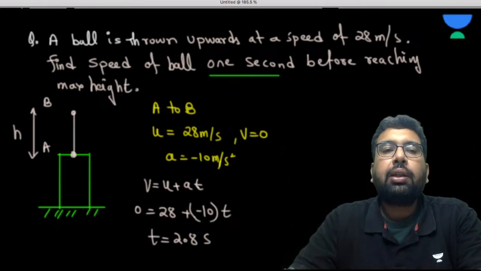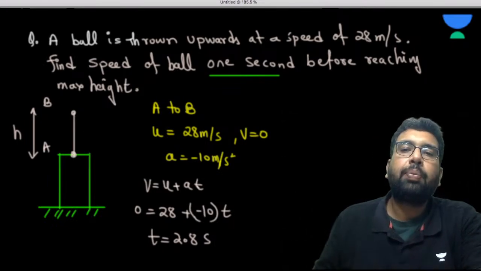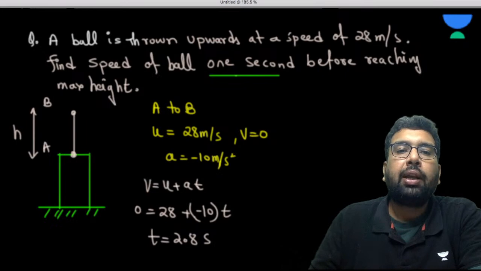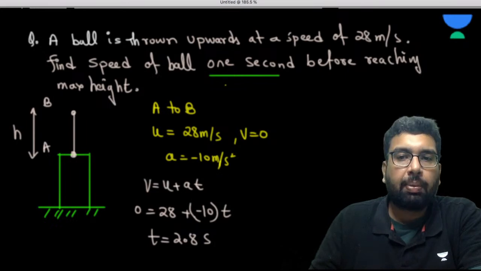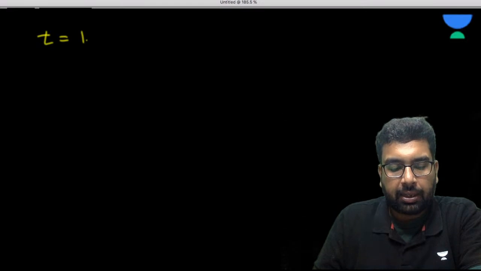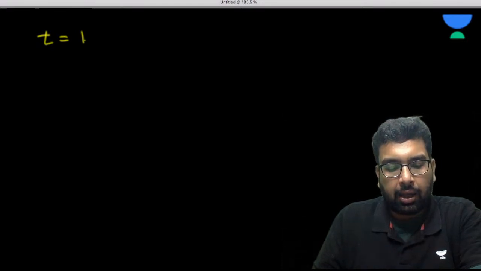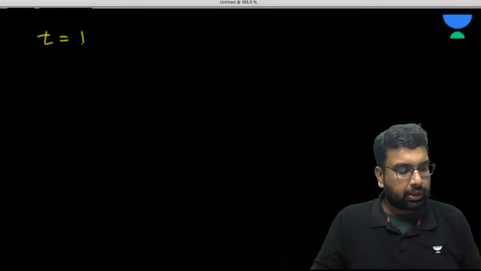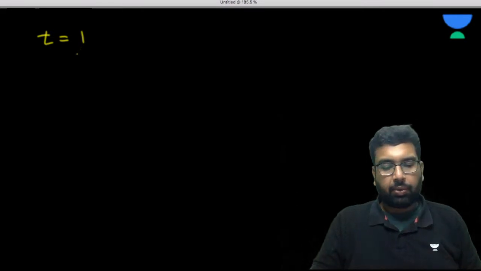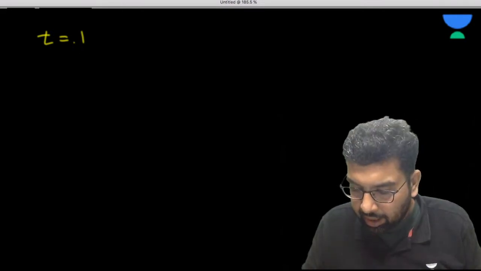Okay. Now it says find the speed of the ball 1 second before reaching the maximum height. So it is 1 second before. So yeah, we need to find the speed at 1.8 seconds.